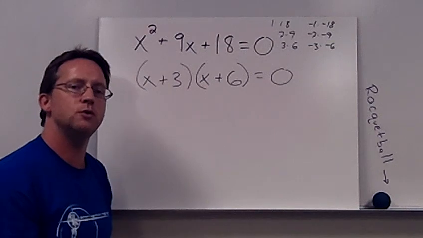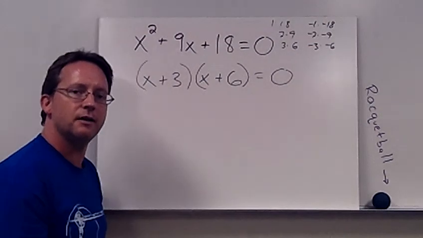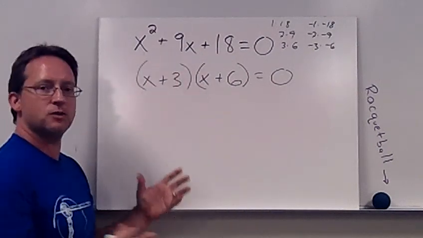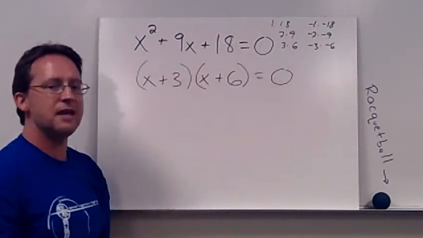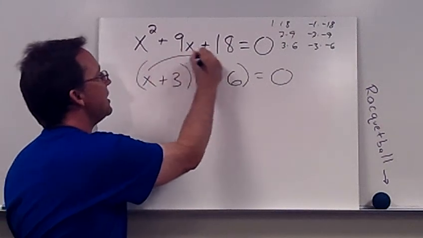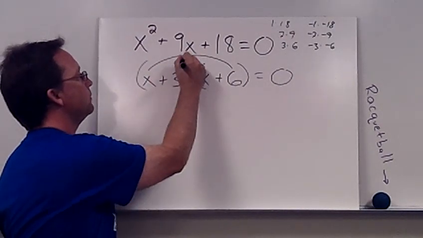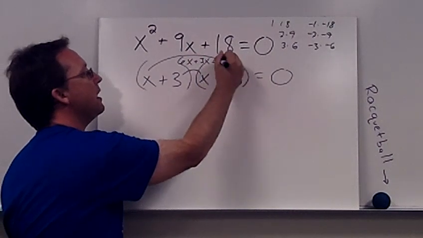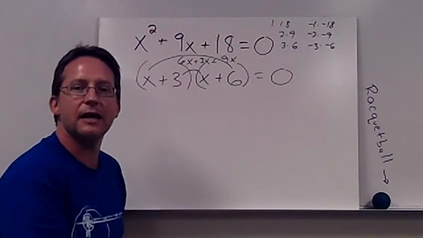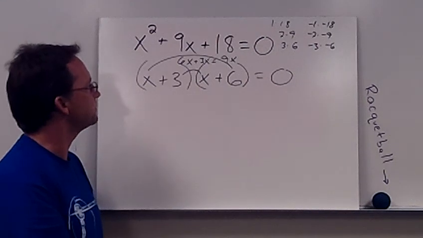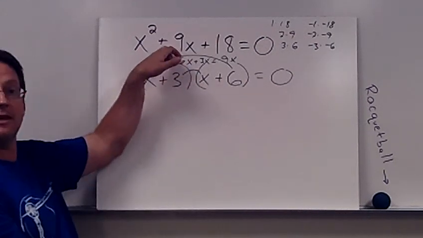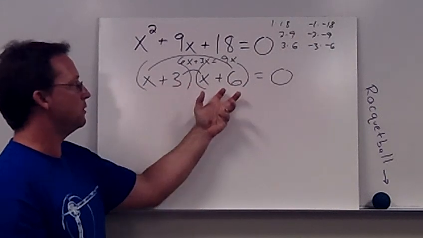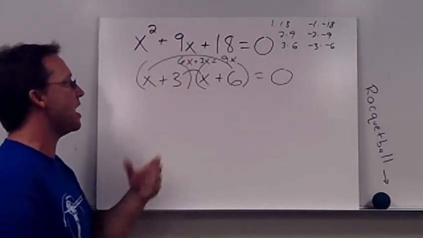Right? And the more you do these, you'll get better at noticing which ones are going to work best for you. x times x gives me x squared. 3 times 6 gives me 18. Then when I FOIL, and this is the key, that outer and that inner need to combine to give you a 9x. All right? Outer and inner need to combine to give you what's in the middle here. Once we find the correct factors, they're correct because this 9x matches this 9x.